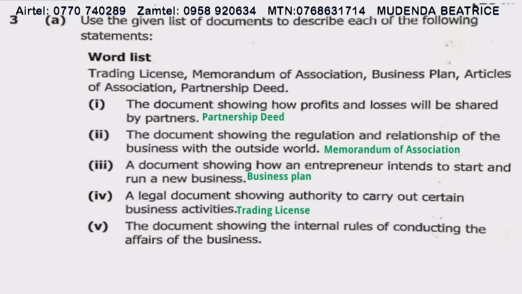The document showing the internal rules of conducting the affairs of the business. Okay, the document that's showing the internal rules of conducting the affairs of the business is articles of association. Articles of association. Okay, so basically these were the answers to this question.